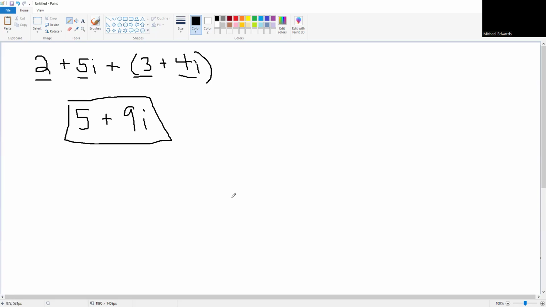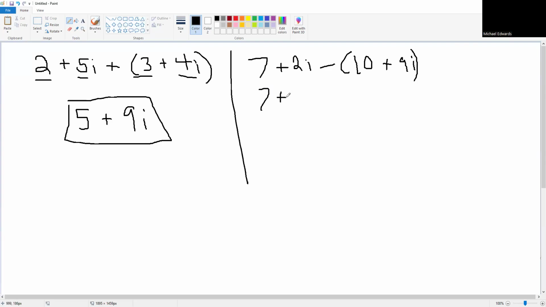Okay, let's do another one. I'll just do it over here. 7 plus 2i, minus 10 plus 9i. Notice there's no multiplication here. Just doing addition. Easy peasy and subtraction. So we can rewrite this. Just maybe this makes it easier. We can rewrite this as this, and that's just fine.